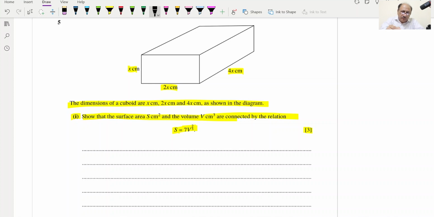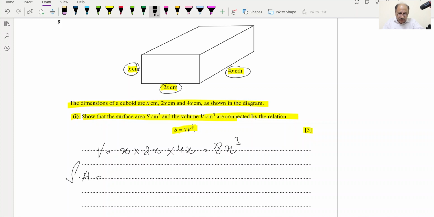So volume, we know the volume of a cuboid is found by multiplying all 3 sides, so it will be x into 2x multiplied by 4x. 4 into 2 will be 8, so it will be 8x cubed. This will be the volume. Now we can go for the surface area.